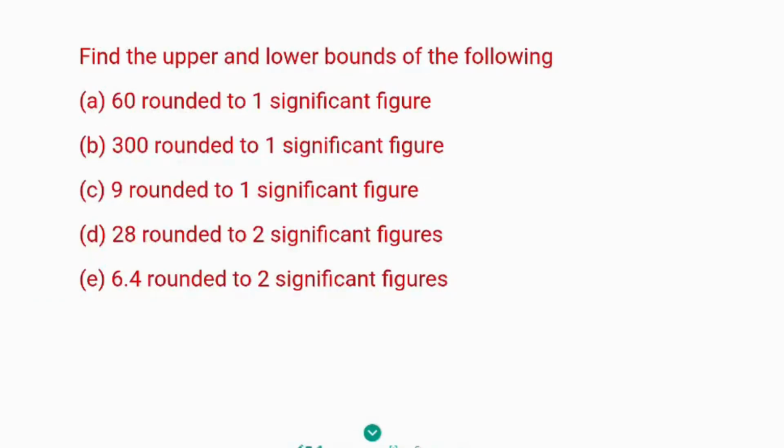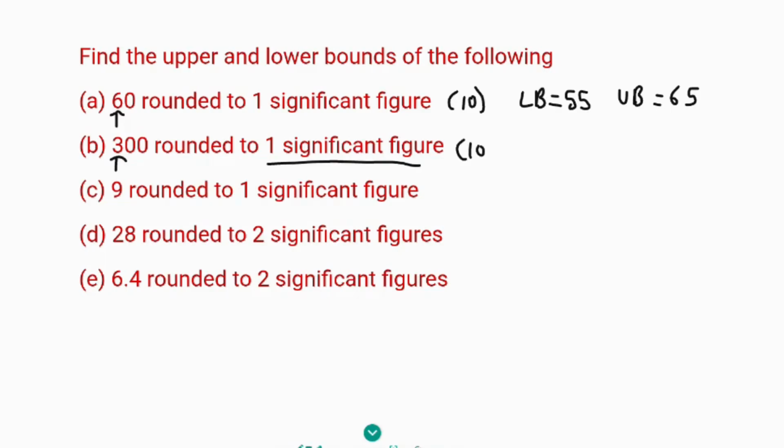Okay, what happens if numbers have been rounded to a significant figure instead? So if this has been rounded to the nearest 1 significant figure, look at the place value of your first significant figure. It's been rounded to the nearest 10. So your lower bound would be 55, upper bound 65. Place value of your first significant figure here, hundreds. So lower bound would be 250, upper bound 350.